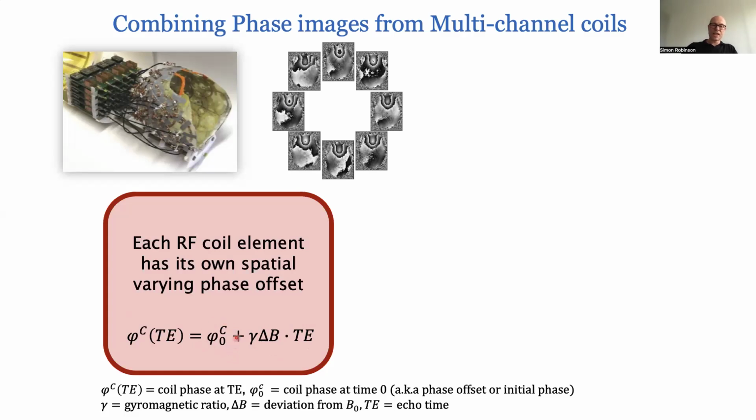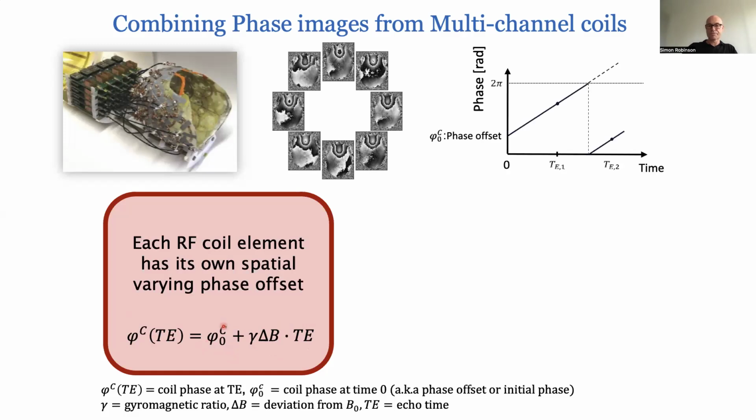But we also have this second factor here of the receiver phase offset, also sometimes known as the initial phase, because it's the starting value of the phase. And if this was a perfectly shimmed voxel, the phase would proceed flatly from here, but in fact the gradient here reflects the regional deviation from the static magnetic field. And we've got this factor of the initial phase to contend with. So where does this come from?